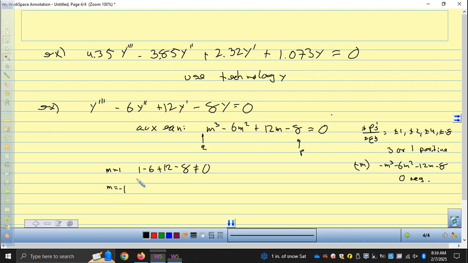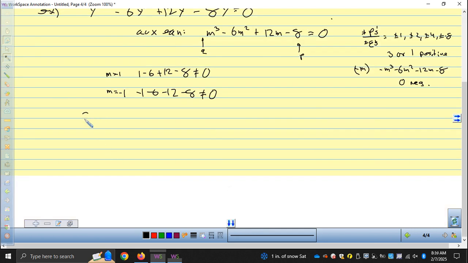When m is negative 1, I'm just changing the signs on the odd powers. So it's going to be negative 1 minus 6 minus 12 minus 8, which is also not 0. So then I would start with m equals 2. So I'm going to do my synthetic division: 1, negative 6, 12, negative 8. We get a 0 remainder. So that means m equals 2 is a root.